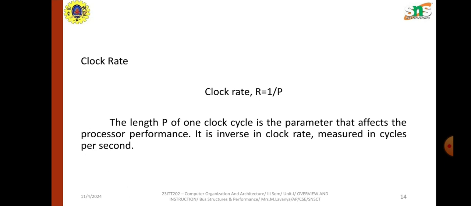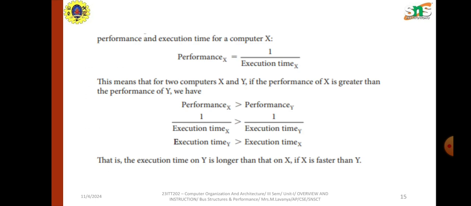Clock rate R is equal to 1 by rho. The length rho of one clock cycle is the parameter that affects the performance. If we want the performance of the processor to be improved, the factor affecting the execution of the program must be minimized. That is represented as R is inversely proportional to P, where P is the parameter that affects the performance of the processor, and this is measured using clock cycles per second.